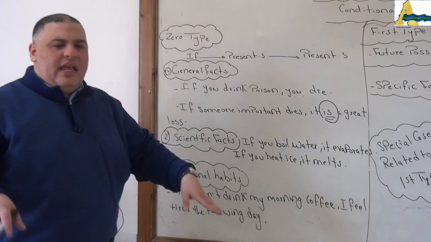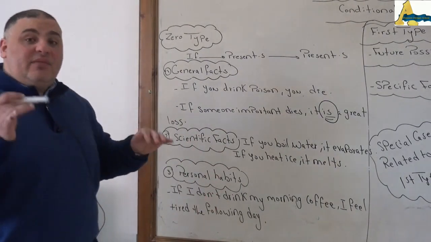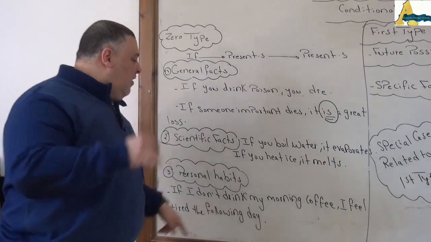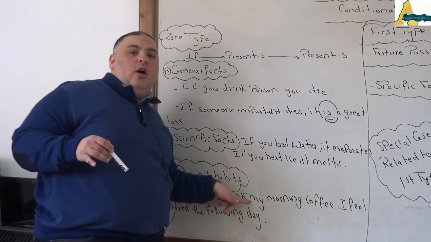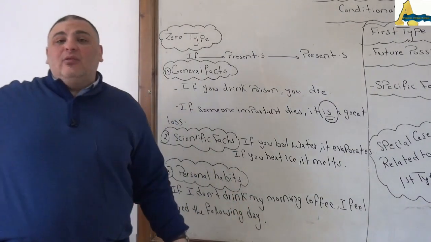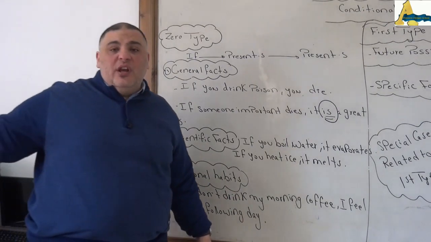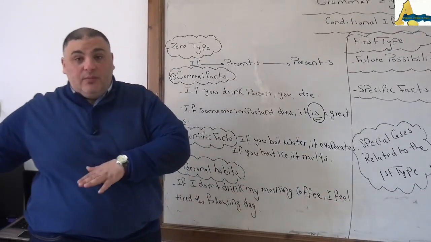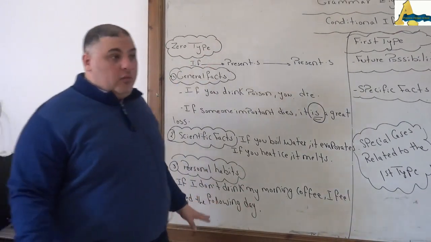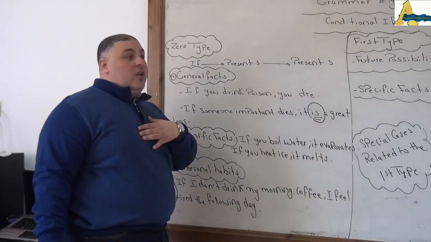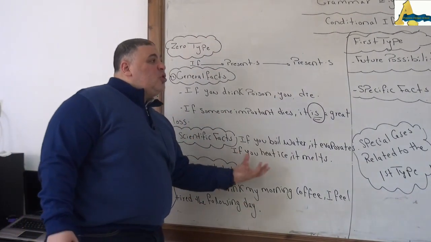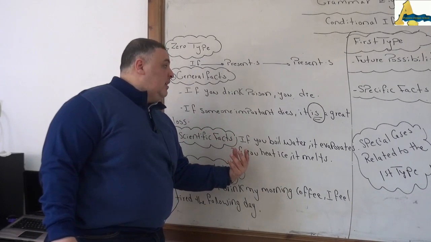That is a fact for me. That is the rule for me. That is something that happens to me whenever I forget to drink my morning coffee. Let's say, for example, what about Ted? If he doesn't drink his morning coffee, also, it's up to him. But what about the other people, right? It's not a general fact. It's something related to me. And that's going to show the difference between the first type and the zero type.